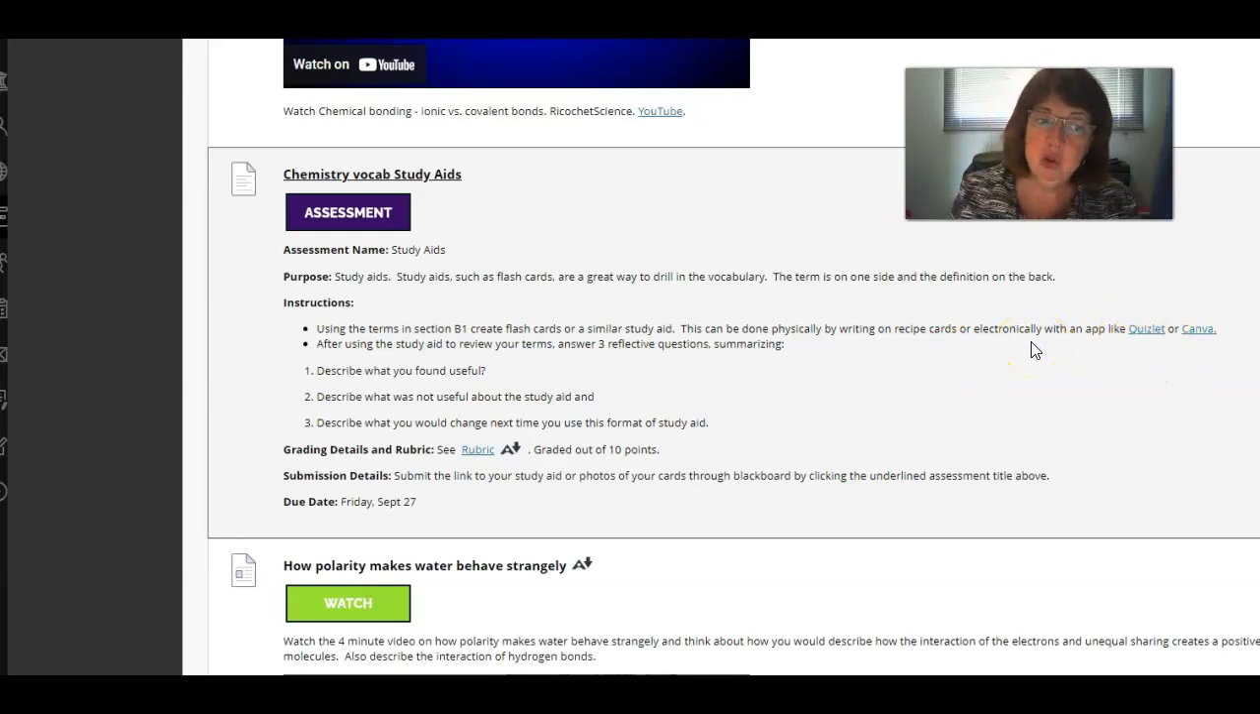I want you to use the terms and make some flashcards, and then discuss these 3 questions regarding the flashcards you made. Is it useful? What is not useful? And if you're doing it again, what would you change? So that is the assessment for part B. It is due by Friday at the end of the first week.